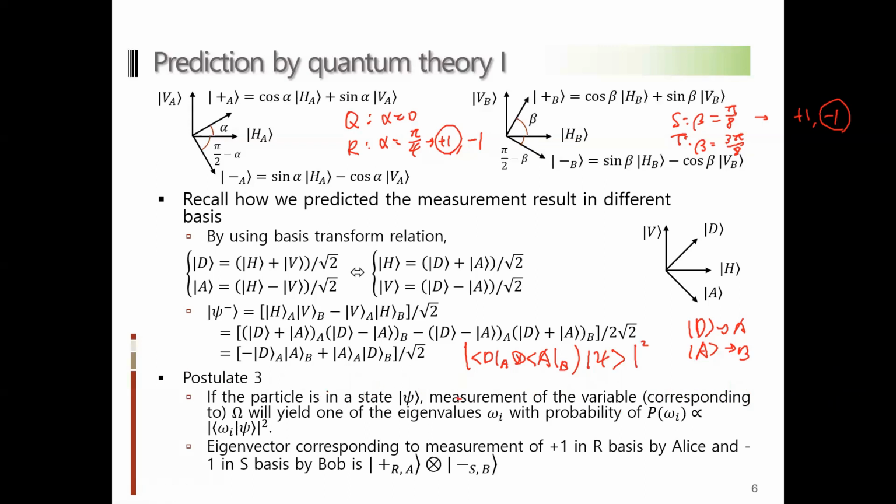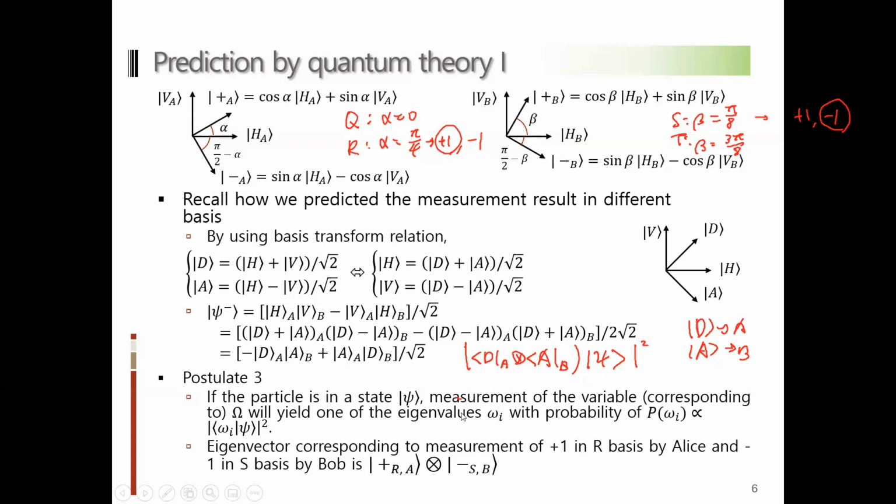So remember that in the third postulate, if the particle is in some kind of quantum state represented by a vector in some vector space, then there will always be some operator corresponding to the measurement. This operator is Hermitian, so it will have orthonormal eigenvectors, and each eigenvector will have the corresponding eigenvalue.